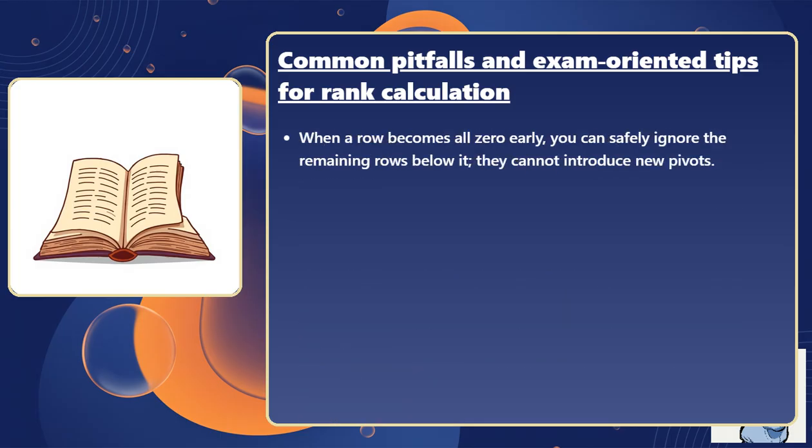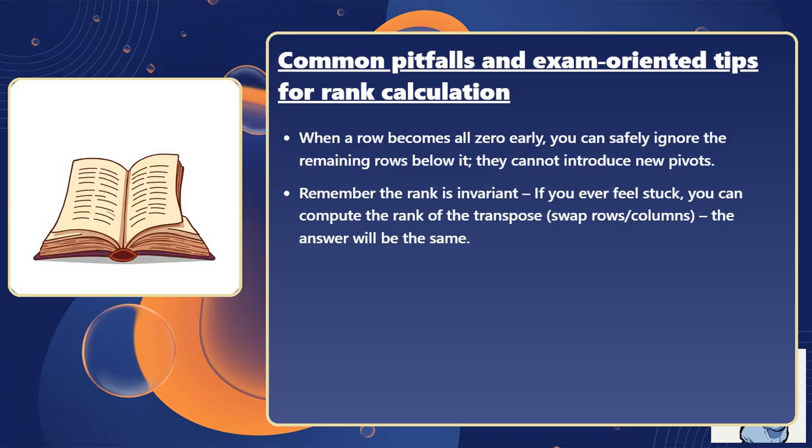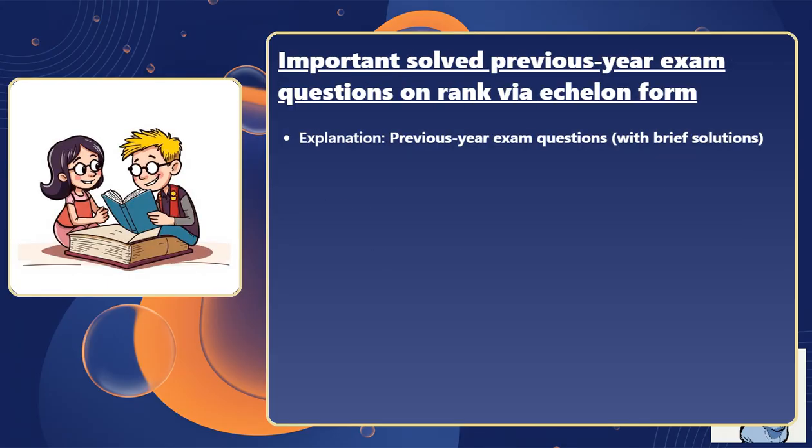When a row becomes all zero early, you can safely ignore the remaining rows below it. They cannot introduce new pivots. Remember, the rank is invariant. If you ever feel stuck, you can compute the rank of the transpose, swapping rows and columns, and the answer will be the same. Explanation: previous year exam questions with brief solutions.